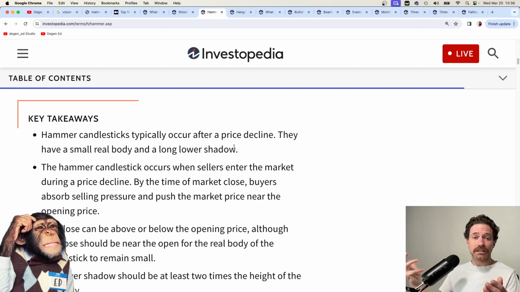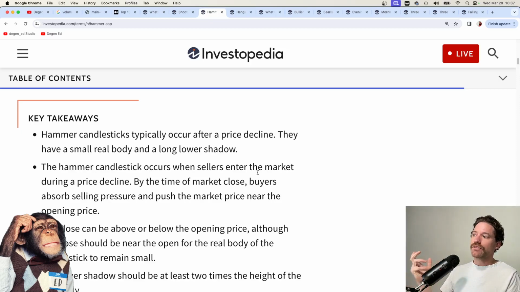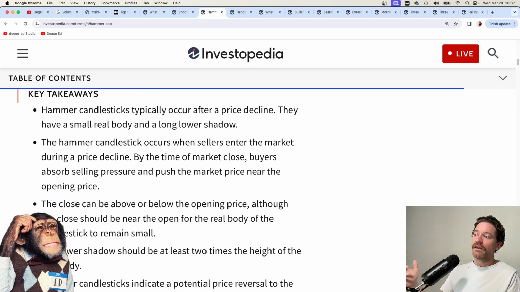So looking at it relative to the other candles, the rest of the chart, it would be following a decline. So you see price decline, you see a hammer that could suggest a reversal. Hanging man, on the other hand, is a little bit of a different story, so I'll get into that in a minute. And so the hammer candlestick occurs when sellers enter the market during a price decline, but by the time of market close, buyers absorb selling pressure and push the market price near the opening price.